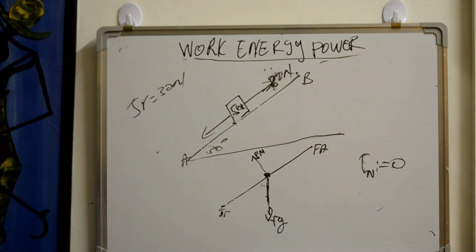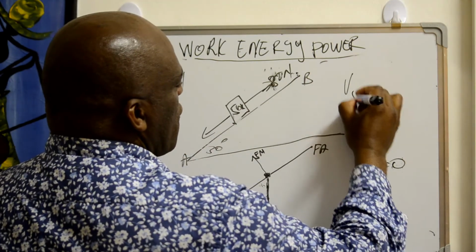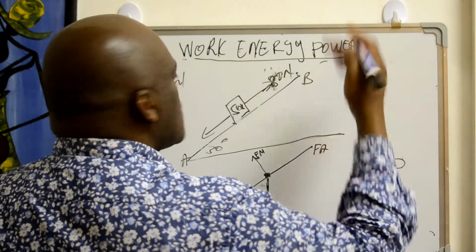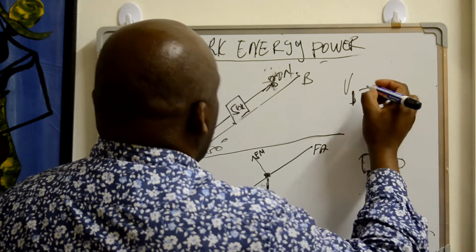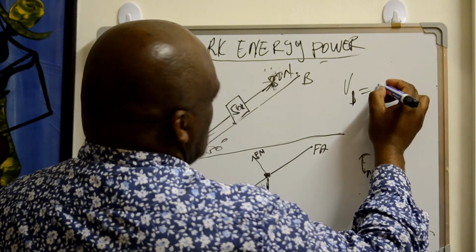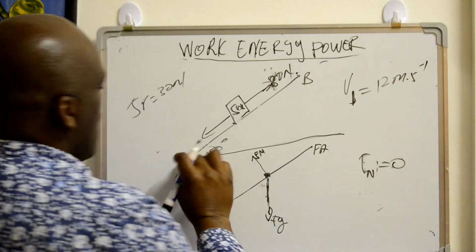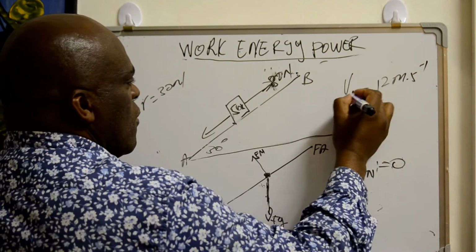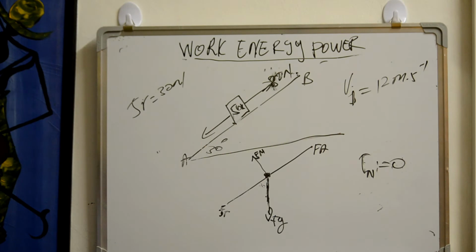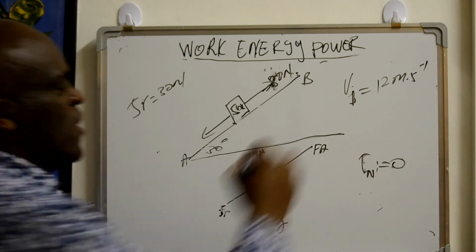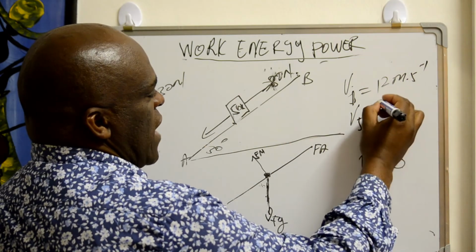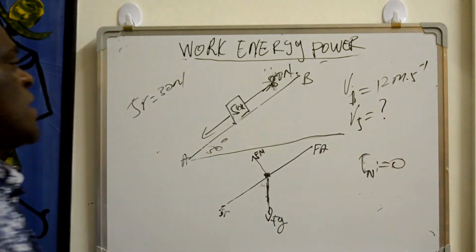Let's say, for argument's sake, this box is moving from point A to point B. And let's say, for instance, your Vi is 12 meters per second. The box moves with a velocity of 12 meters per second. They ask you to calculate your Vf, because your Vi now is 12 meters per second.